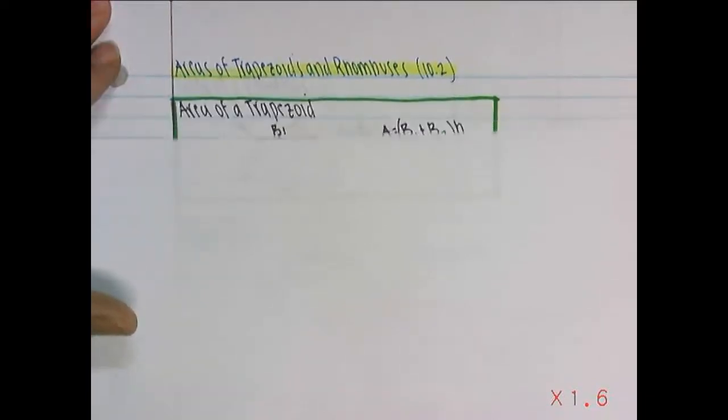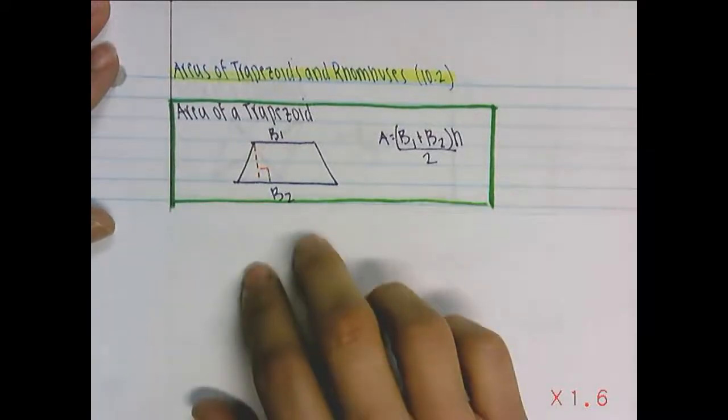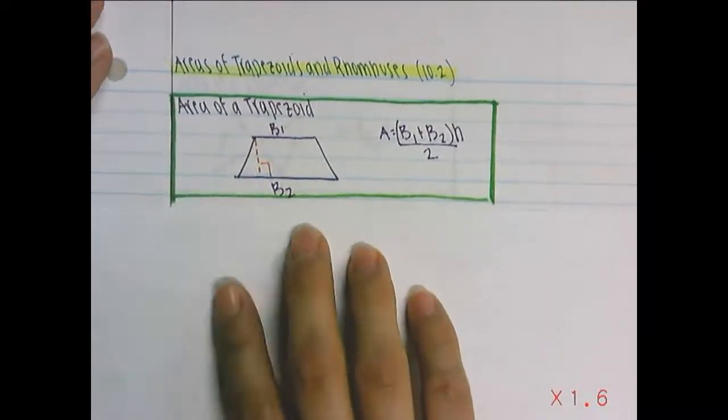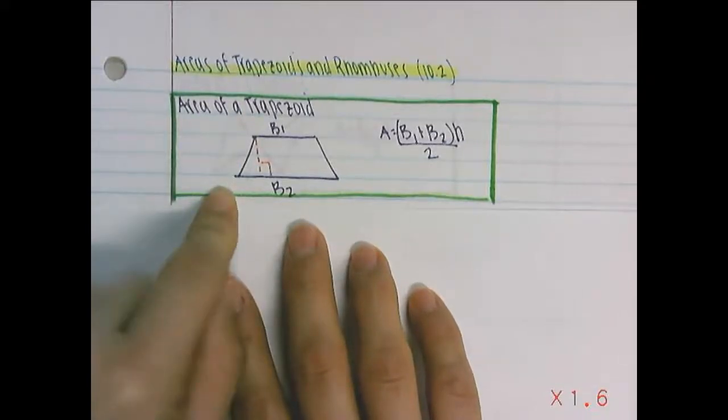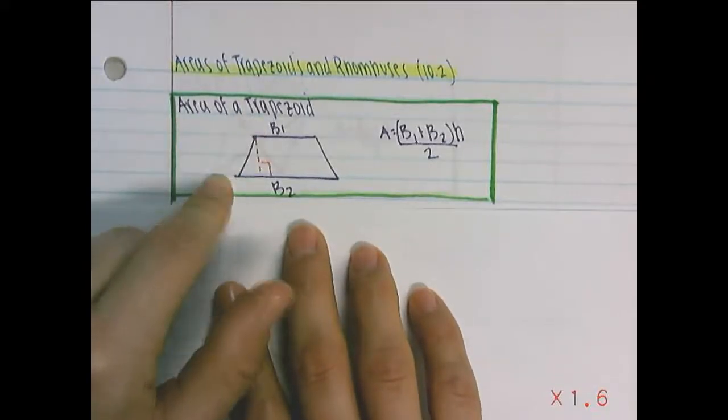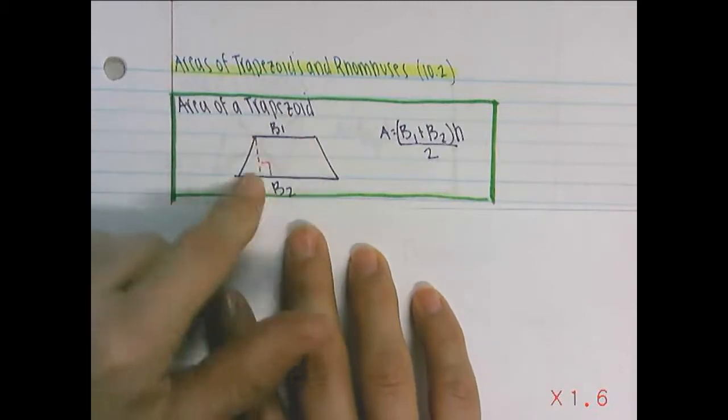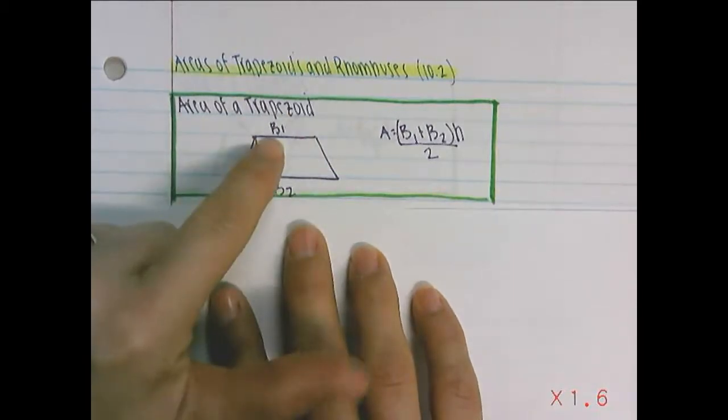All right, so area of a trapezoid. This is probably a new formula for you. Not as much of a review as 10.1. But here we go. And we are going to call this part and this part the base. Base 1 and base 2.